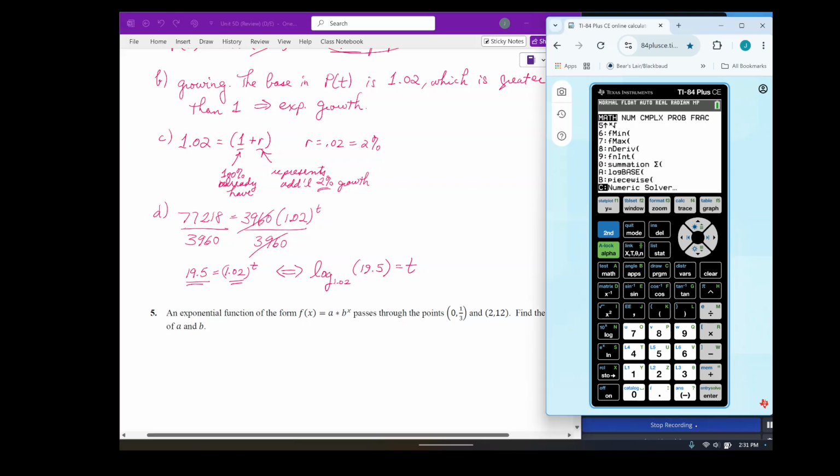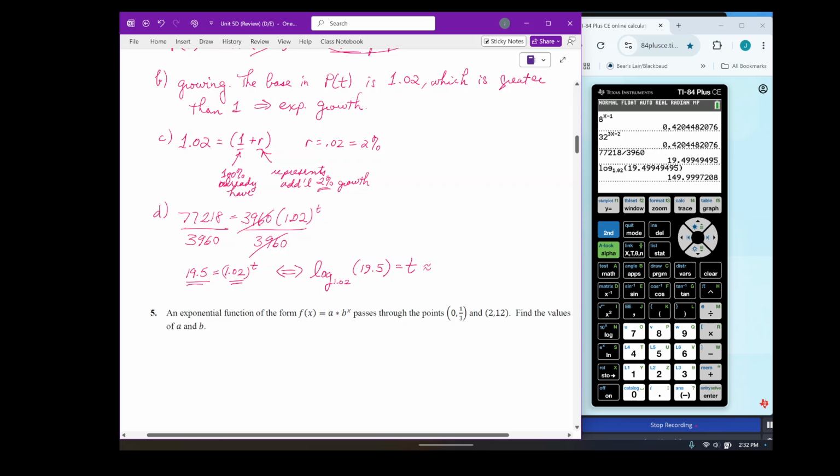So I'll come over and hit math, and then if I go up, it's like going way down. And then I'm going to put in 1.02 for the base and 19. Oh, actually, no. I want to cut and paste so that I have more accurate answers here. And I get, well, you can probably guess that the goal is to get 150 out of this. So t is approximately equal to 150 years. So that's how long it would take for the population to grow from about 4,000 to about 77,000.